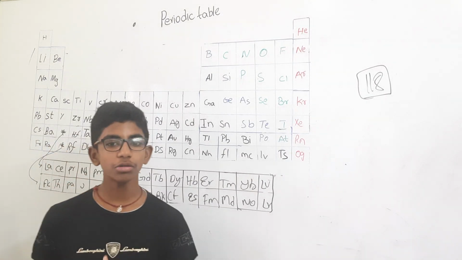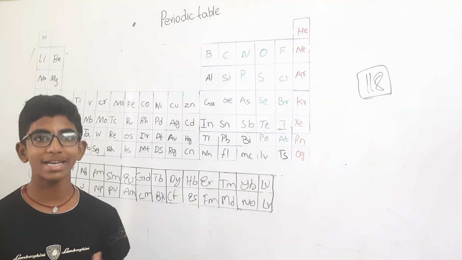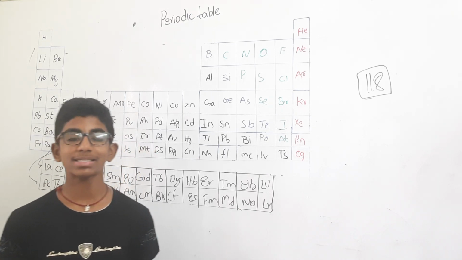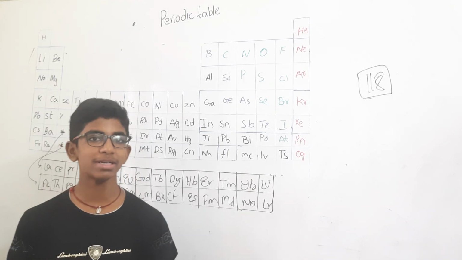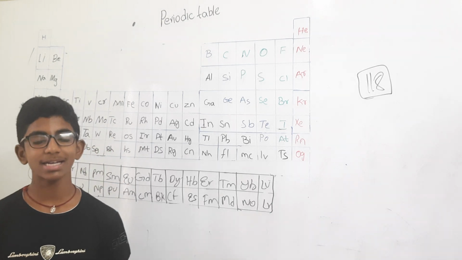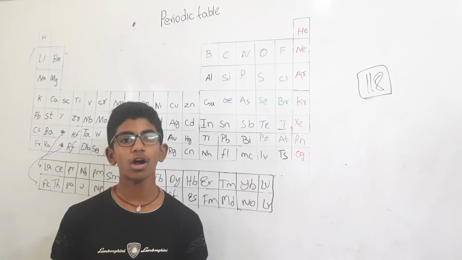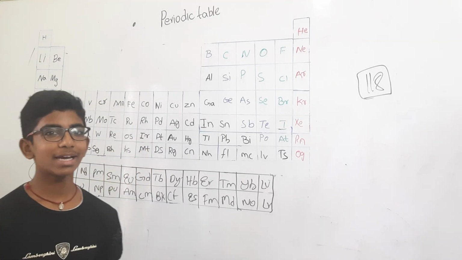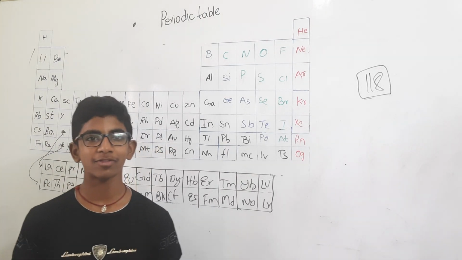And you have to know what the groups are, what the periods are, and which elements are metals, which elements are non-metals, which elements are inert gases, and what metalloids are. These types of basic things you have to know. In this class, we will discuss these things.